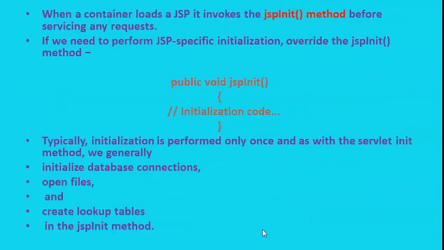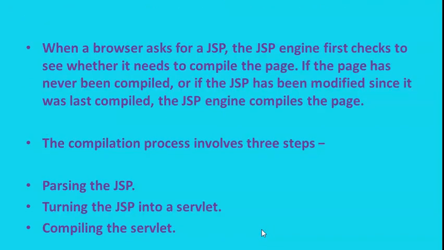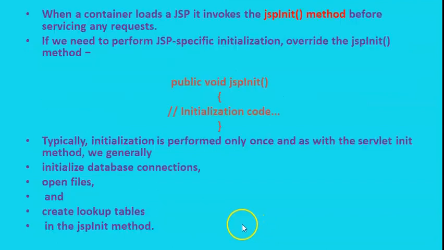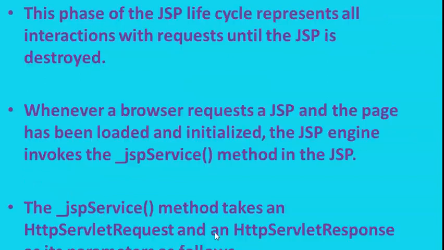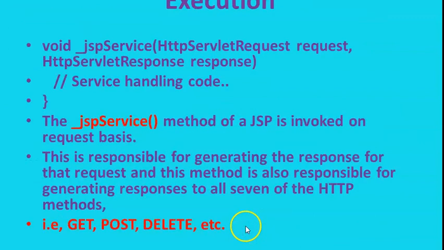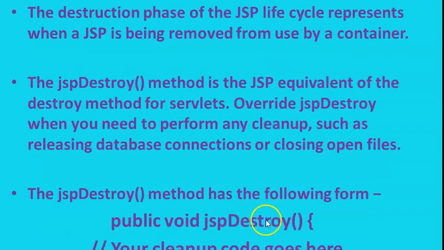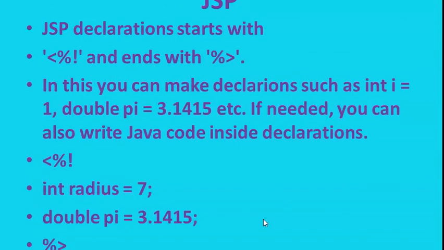So what are the steps we saw for JSP? If a program is going to execute, first it is compiled, then it is converted into a servlet, and then the next phase is initialization. In that, all the database connections, files, lookups, everything is created. Then the second phase, processing, is happening, and then in the third phase it is destroyed, after all the processing is over.